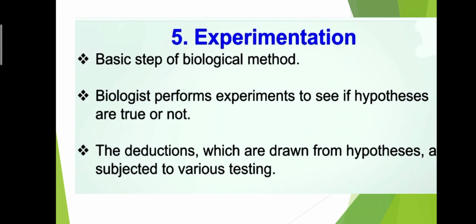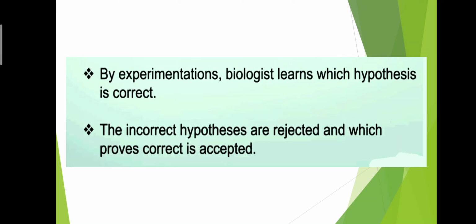Number 5, experimentation. Basic step of biological method. Biologists perform experiments to see if hypotheses are true or not. The deductions which are drawn from hypotheses are subjected to various testing. By experimentations, biologists learn which hypothesis is correct. The incorrect hypotheses are rejected and the one which proves correct is accepted.